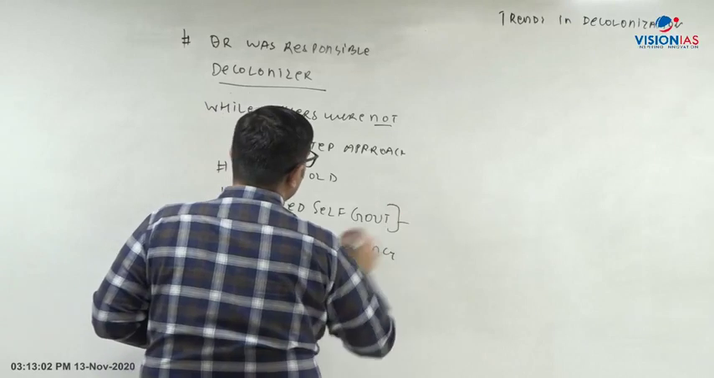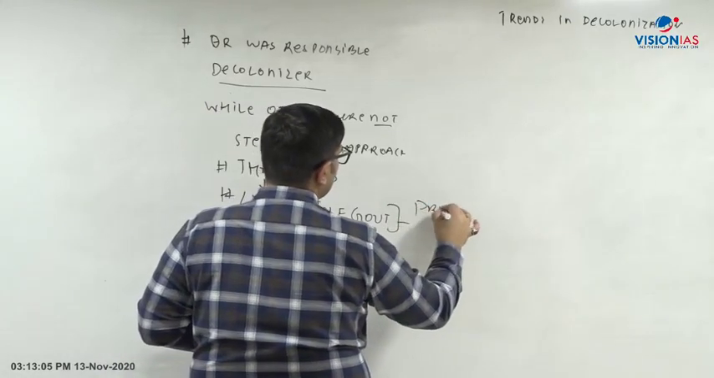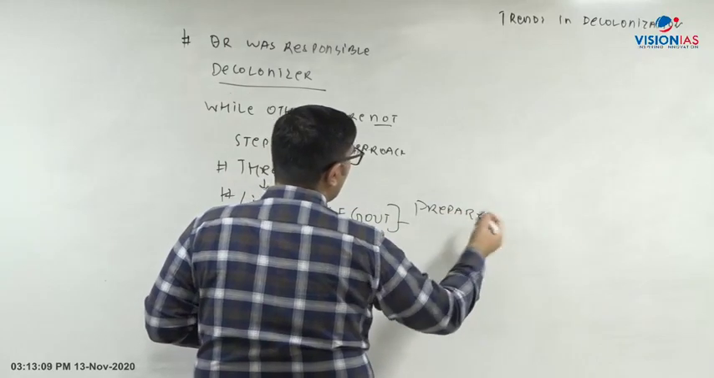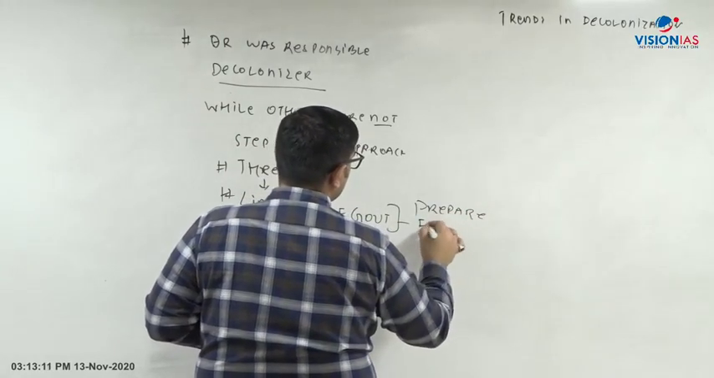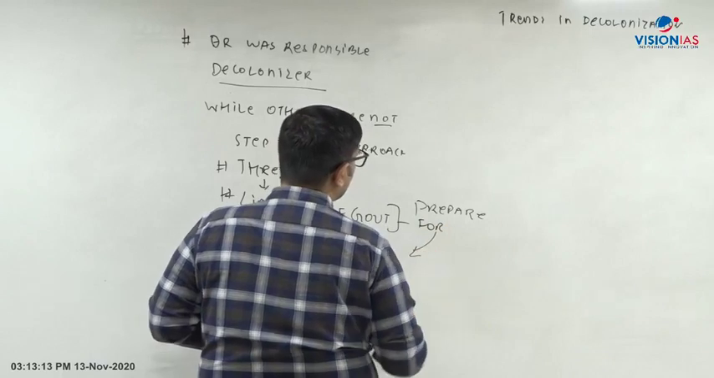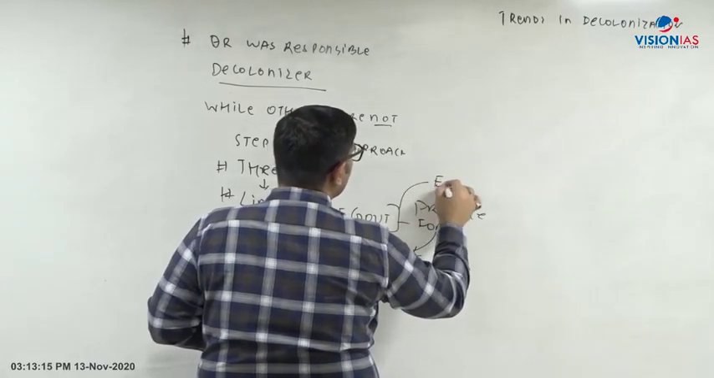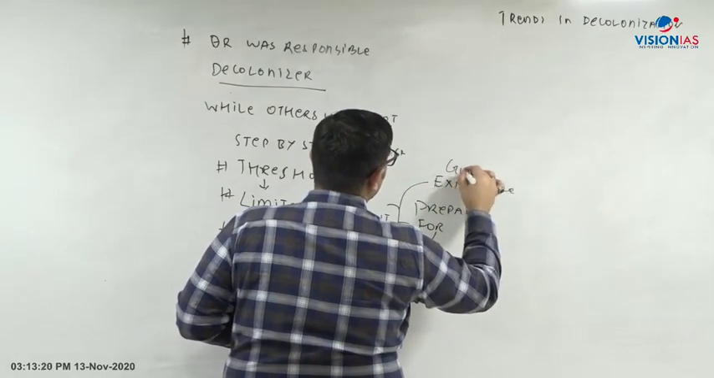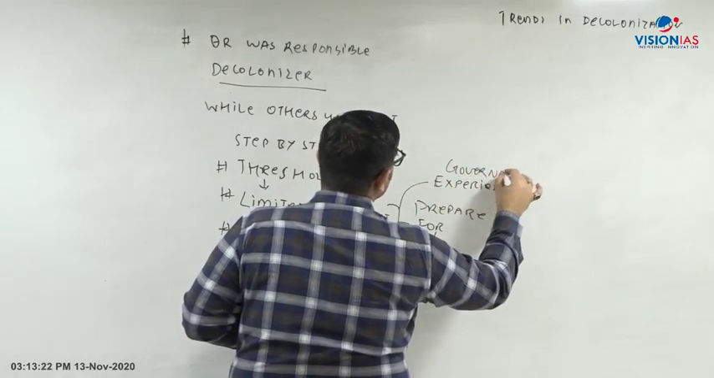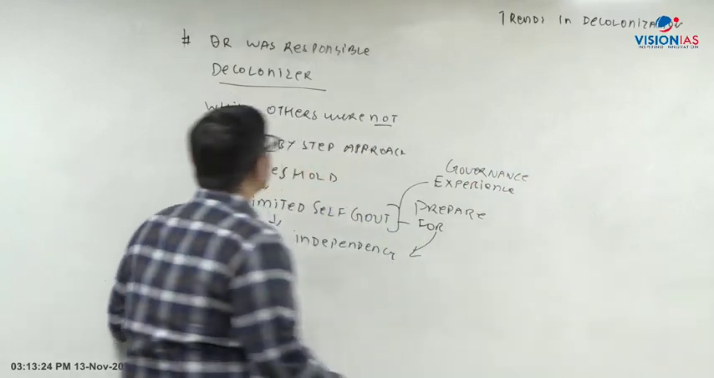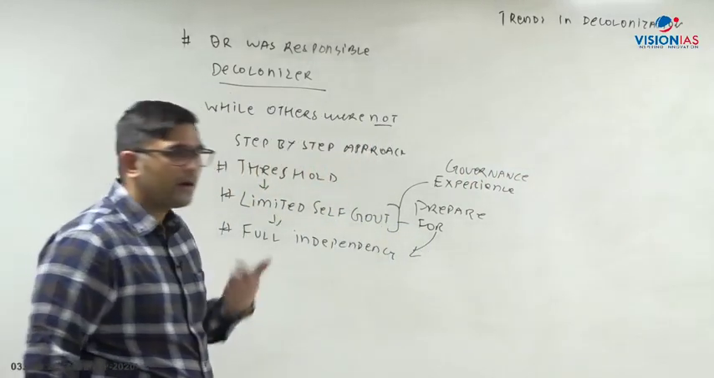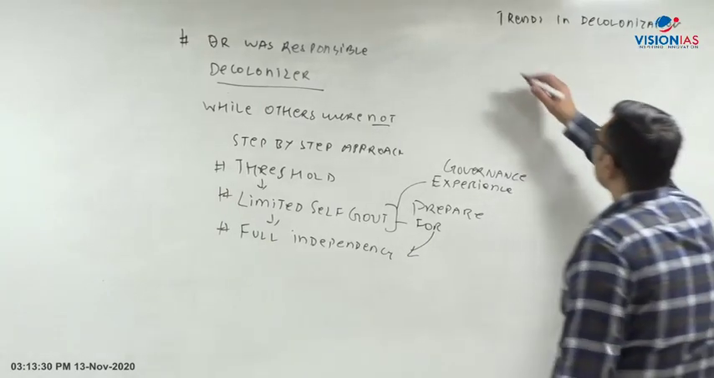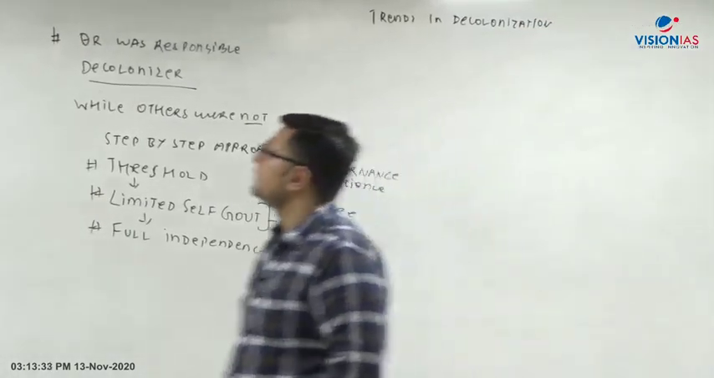This particular limited self-government will prepare the people for independent rule. Prepare for this particular thing. So therefore, during this point of time, you will get experience in running the government, or you will get governance experience. So this is how the Britishers operated. And when we look at some of the examples, we will come to know about it. Rest of the people were reluctant decolonizers.